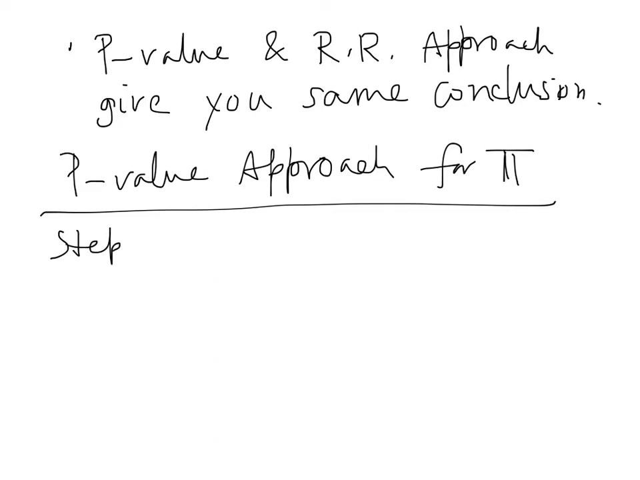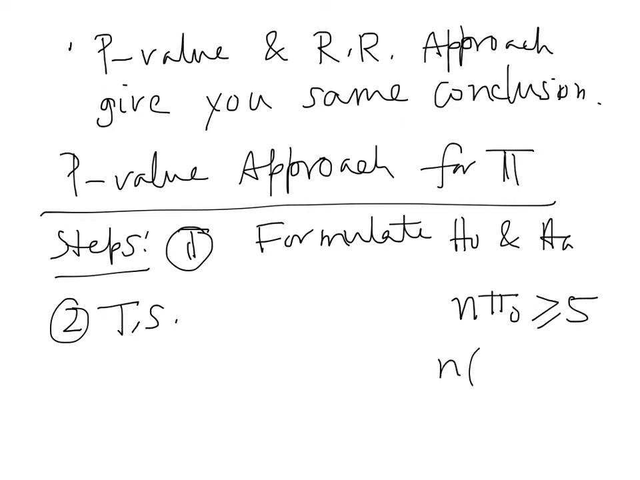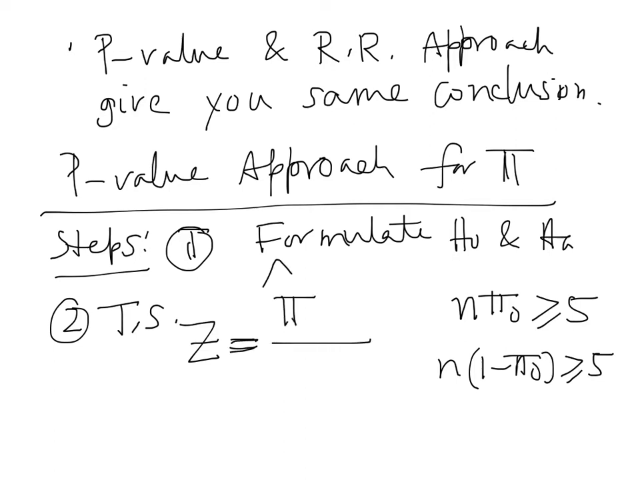These are the steps you have to follow. Number 1, formulate H0 and HA. Number 2, the test statistic you might have read under certain assumptions, assumption being n times pi naught greater than or equals to 5, n times 1 minus pi naught greater than or equals to 5. In that case, the distribution is a normal distribution, so it's a z, and the value is pi hat minus pi naught divided by square root of pi naught 1 minus pi naught over n.